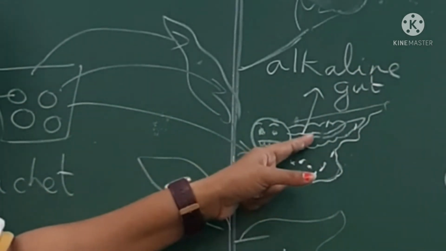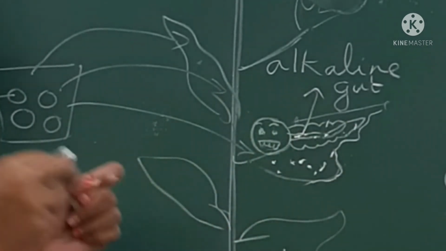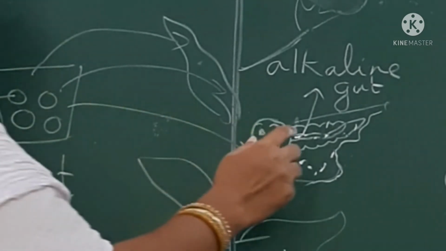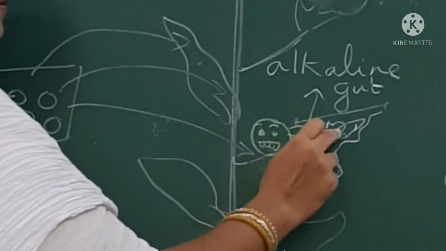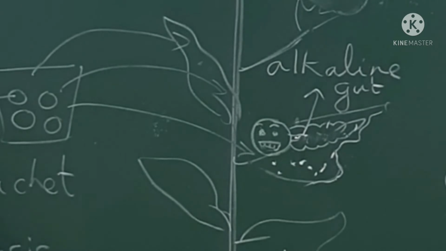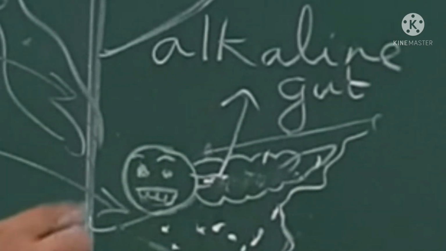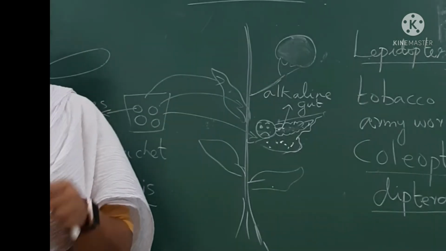Then the spores which are there will become active in the gut. Once they become active, they are toxic, so they will cause holes in the intestine. And if the intestine has holes, then they cannot survive. They will die. So this is what happens.